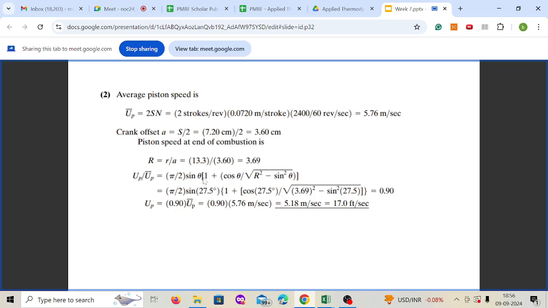We have found the crank angle at the end of combustion, which is 27.5. So pi by 2 sine 27.5 times 1 plus the cosine term, substituting the theta and R squared values. This comes out to be 0.9. So your piston speed is 0.9 times the average piston speed, which comes out to be 5.18 meters per second. This is the piston speed at the end of combustion.